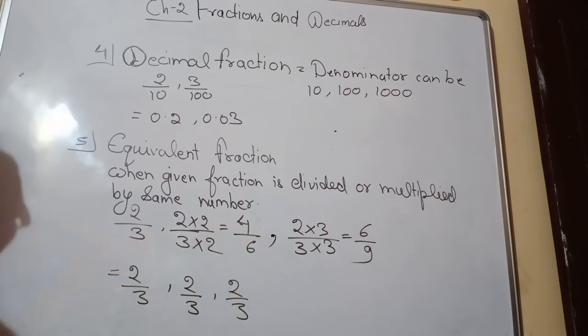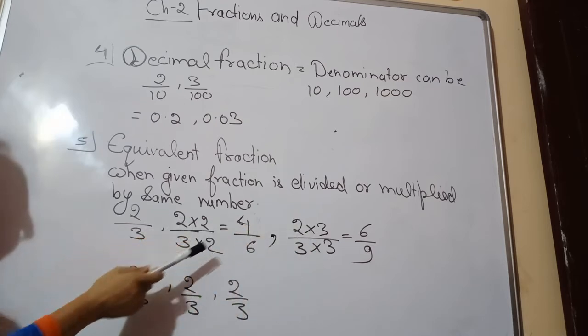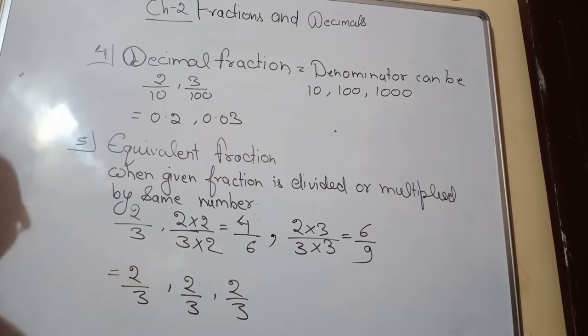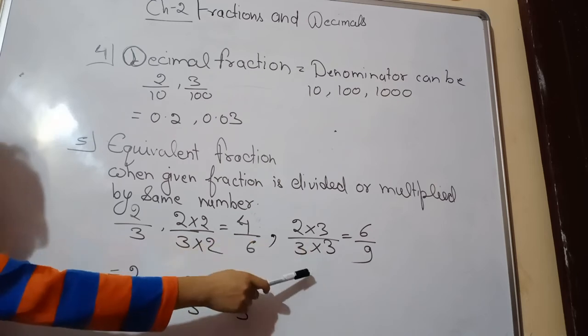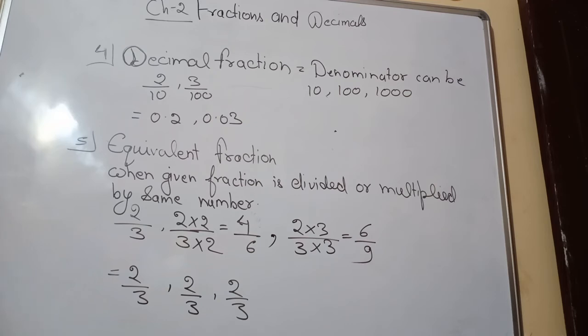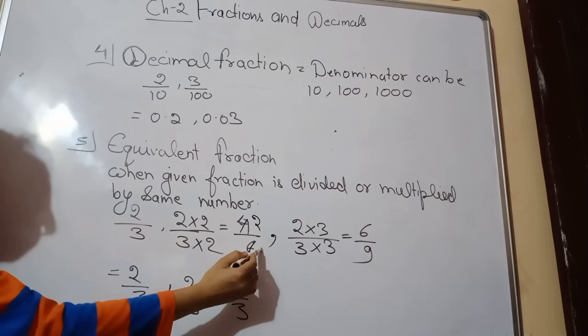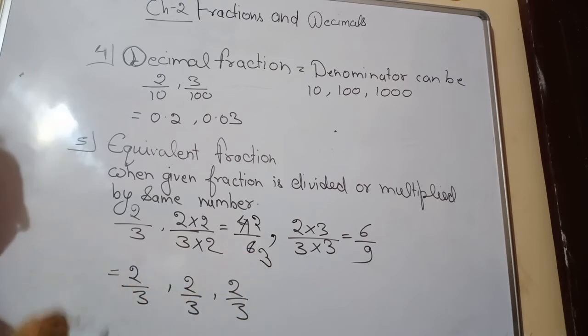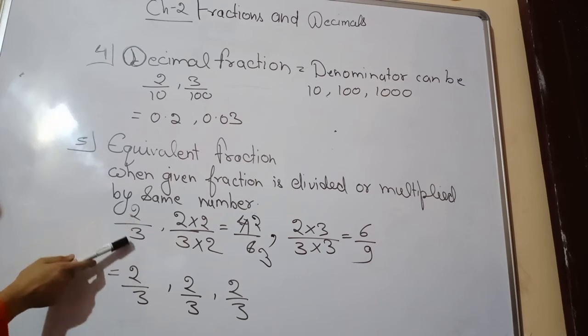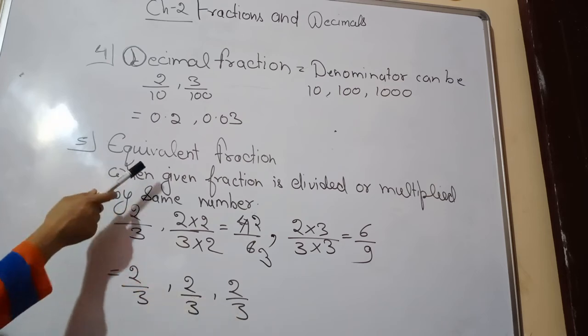After multiplying by 2, what we will get? We will get 2 2s are 4 and 3 2s are 6. After multiplying it by 3, what we will get? 2 3s are 6 and 3 3s are 9. See, one common point is here. When you divide 4 by 6, this is 2 2s are 4, this is 2 3s are 6. So here again it will become 2 by 3. And there also, how much? See, 3 2s are 6 and 3 3s are 9. So again you will get 2 by 3. So after multiplying or dividing the given fraction by the same number, when we obtain the same fraction, that is called equivalent fraction.